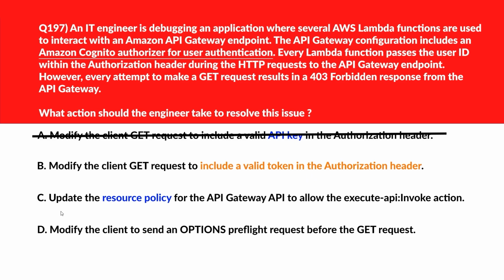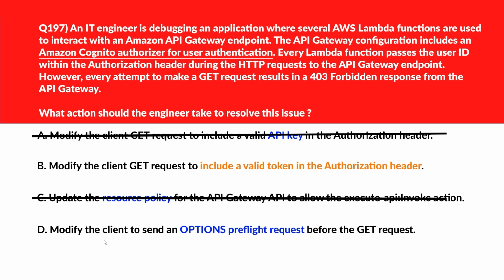We'll move to C. C says update the resource policy for the API Gateway API to allow the execute-api:Invoke action. Resource policies manage access control, which doesn't resolve authentication issues related to Cognito. C is wrong. Let's move to D.